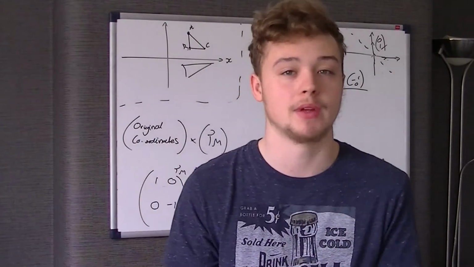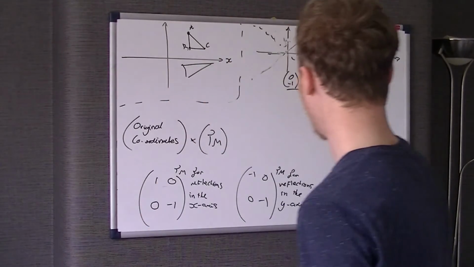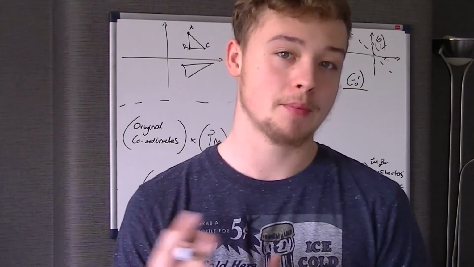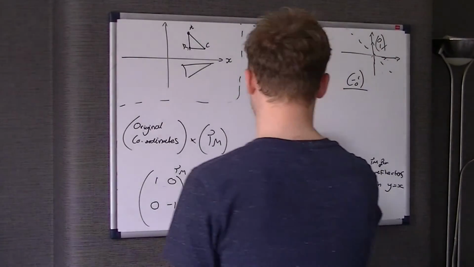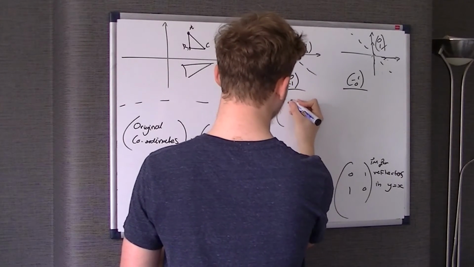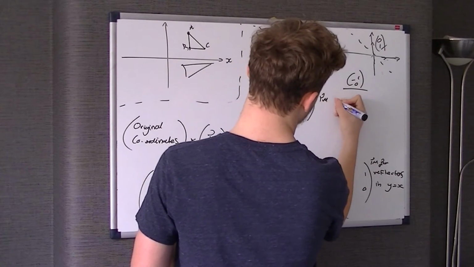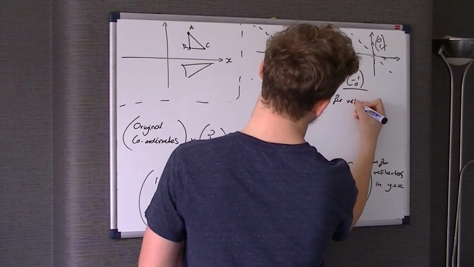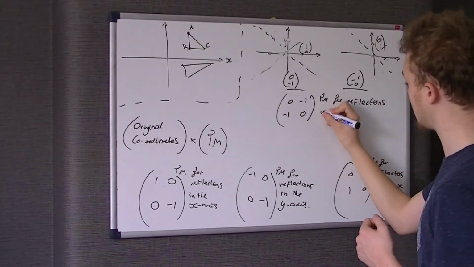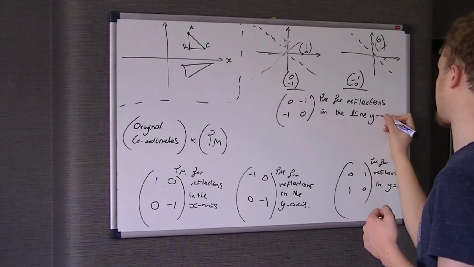So the first column of the transformation matrix is made up of the end result of the i unit base vector, whatever that ends up being, after it's rotated, reflected, whatever. And the second column of the transformation matrix is made up of what happens to the j unit base vector. So therefore the transformation matrix is 0, minus 1, minus 1, 0. And that's the transformation matrix for reflections in the line y equals negative x.